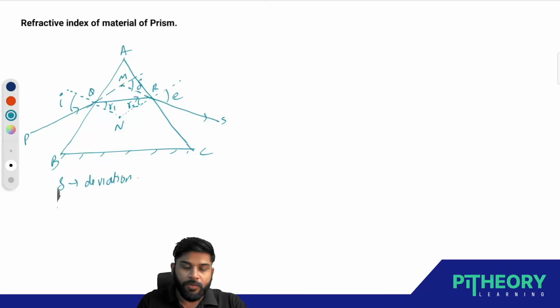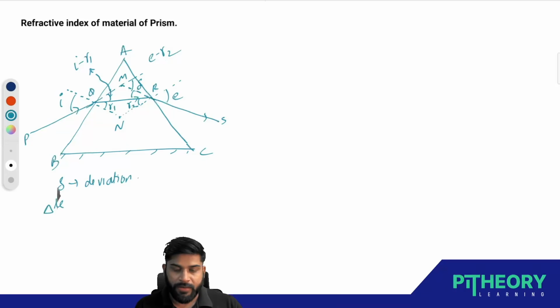So now if I'm going to mark two angles, which two angles? This angle, how much will it be? You can write it very clearly: it is I minus R1. Same way, this angle will be E minus R2. Clear? So now, consider the triangle QMR, or consider the quadrilateral AQNR.